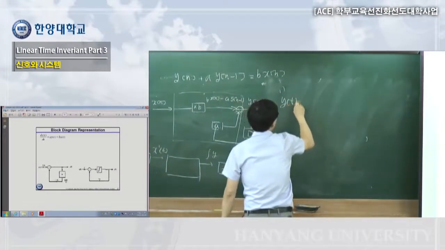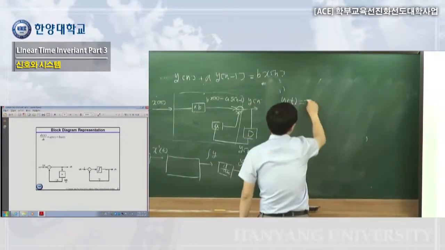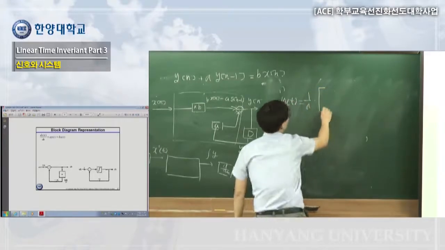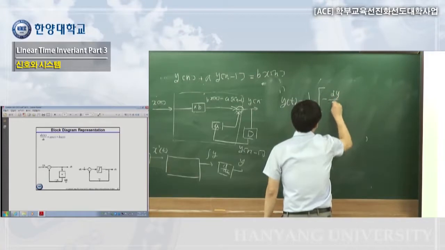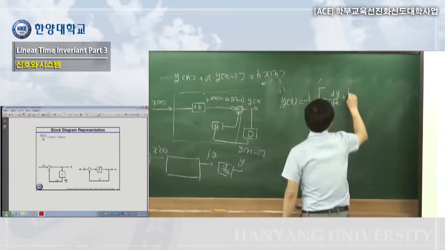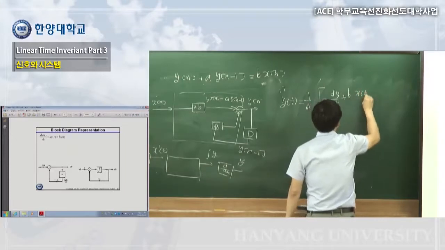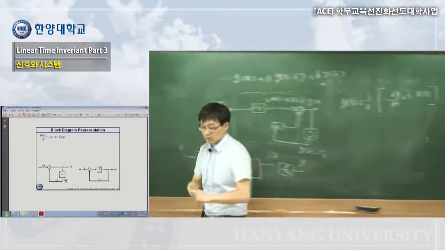y equals a over 1 times minus dy dt plus bx(t). That's one way you can do it.